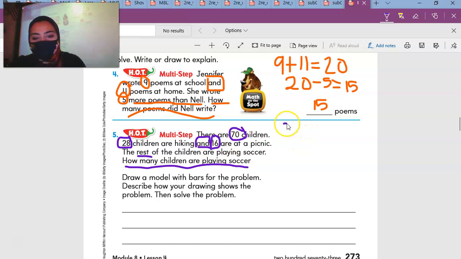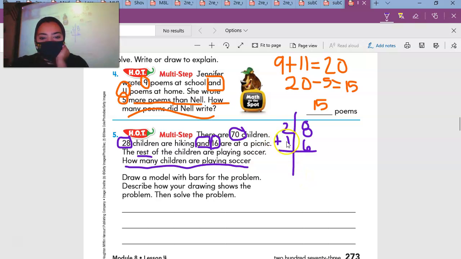So if 28 are hiking and 16 are at a picnic, you have to add those numbers so we can see how many kids are hiking, how many kids are at the picnic, and then we're going to subtract that number from how many children there are in all to know how many are playing soccer. So let's do that step by step.